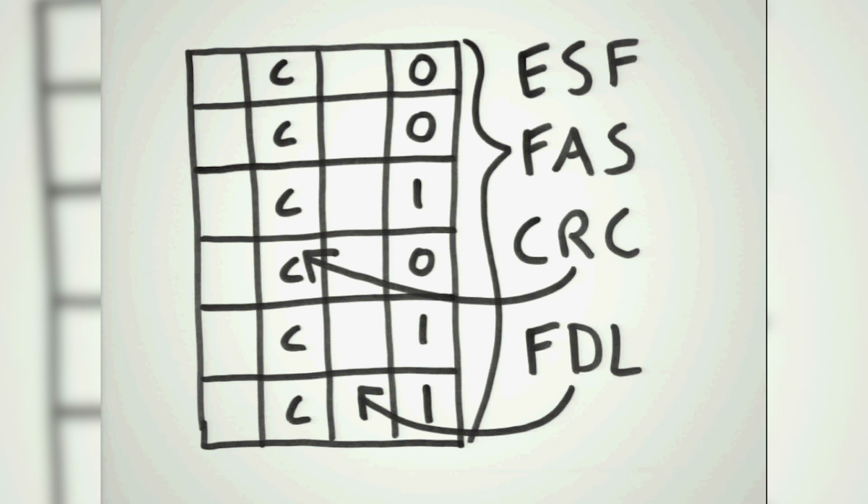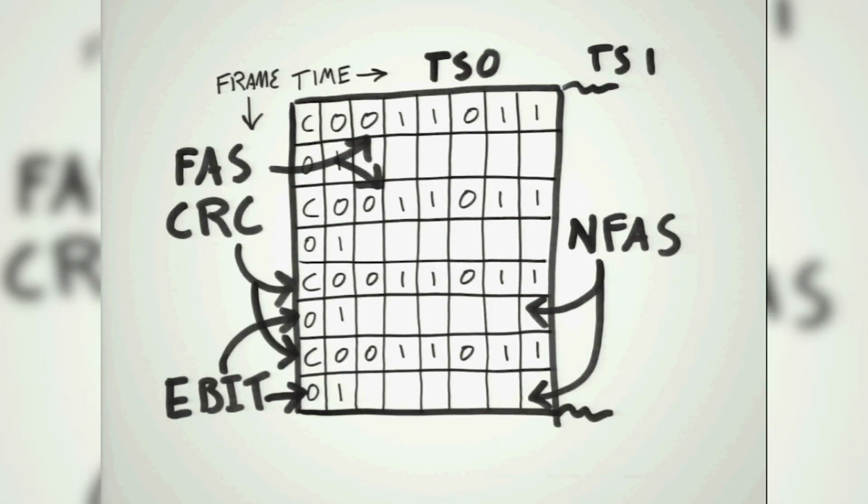And now we've got 12 whole other bits to do fun stuff with. This is called the facilities data link, or just data link. In extended superframe, alarms, maintenance requests, performance counters, all kinds of fun stuff can be put in this data link. I think it's fun anyway.